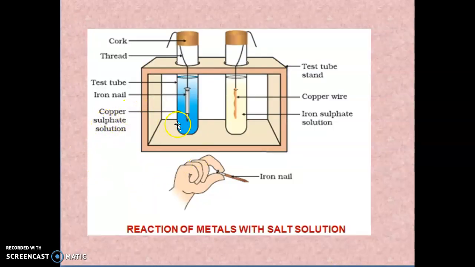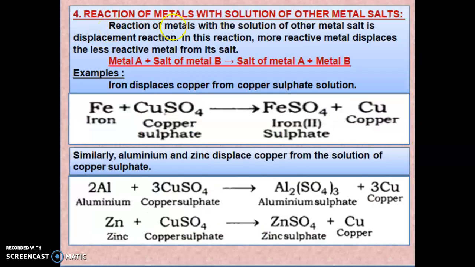If you have seen, that is in a test tube. First we have taken a copper sulfate solution, inside that an iron nail will be dipped, and here in the second test tube we have taken an iron sulfate solution and a copper wire will be dipped inside this test tube. So we can see the reaction. The reaction of a metal with the solution of other metal salt is a displacement reaction. In this reaction, a more reactive metal displaces the less reactive metal from its salt.